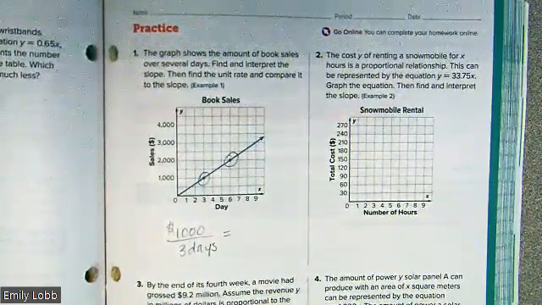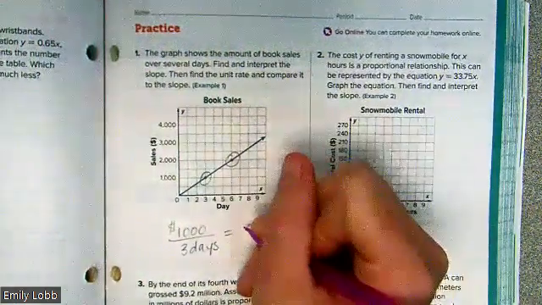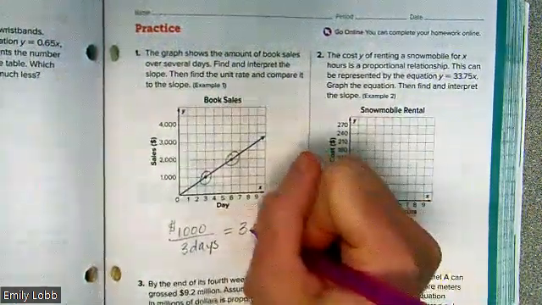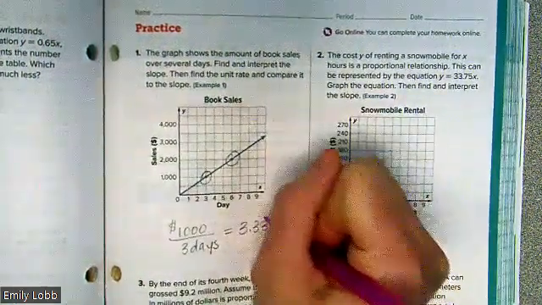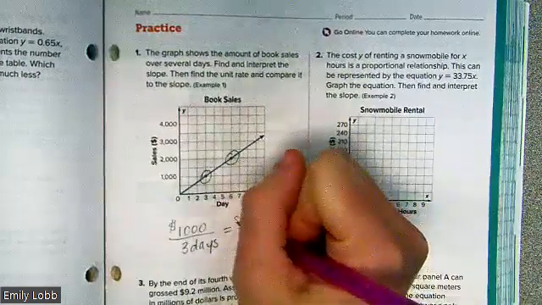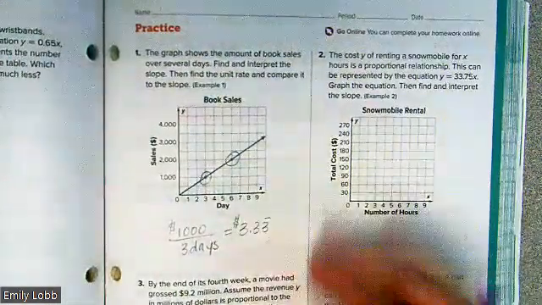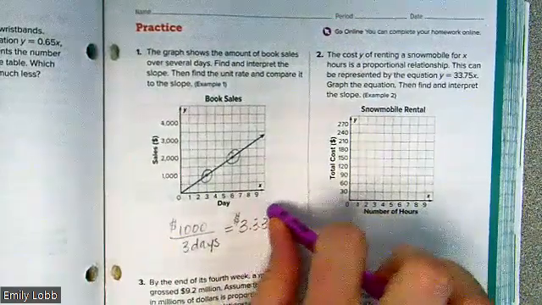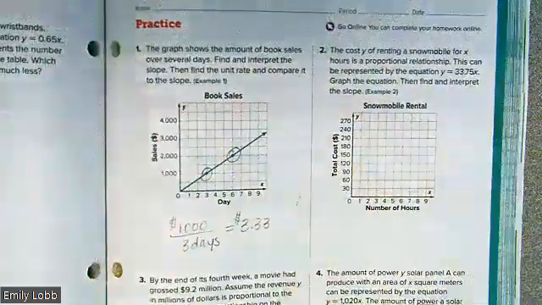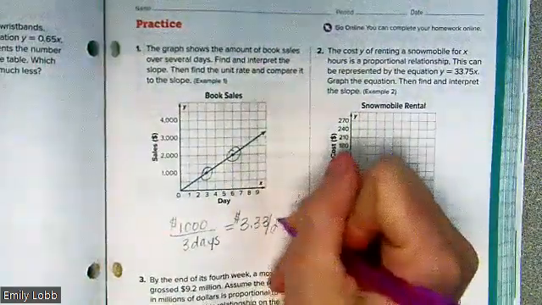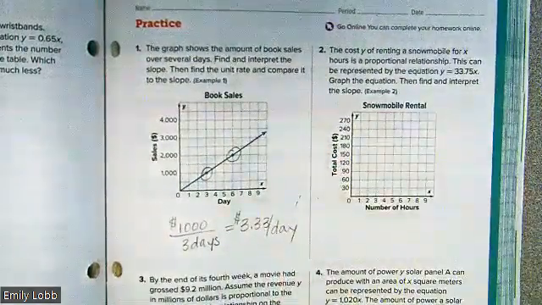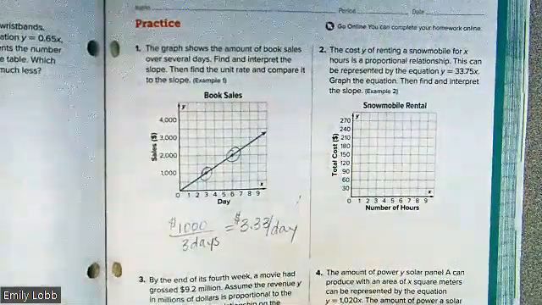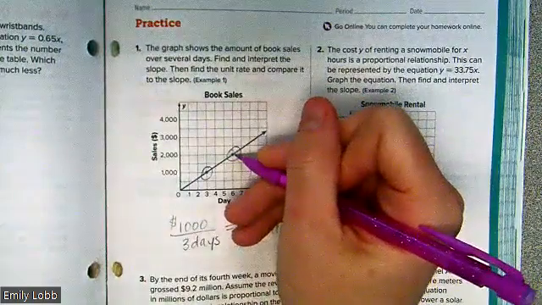$333.33 repeating. That's a lot of money. So here is our rate, $3.33 repeating cents. So essentially, when things happen like that, we round to the nearest cent, which we would keep at 33 per day.